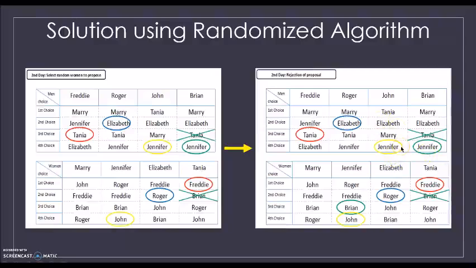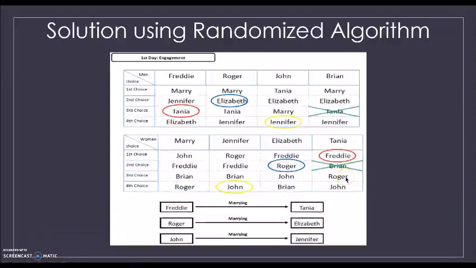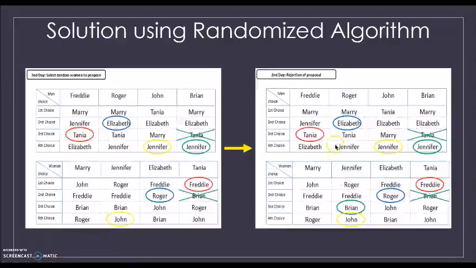Even though John and Jennifer had already got engaged, Jennifer has to choose again between Brian and John. So of course, Jennifer will choose Brian over John, because Brian is at her third choice compared to John at her fourth choice.